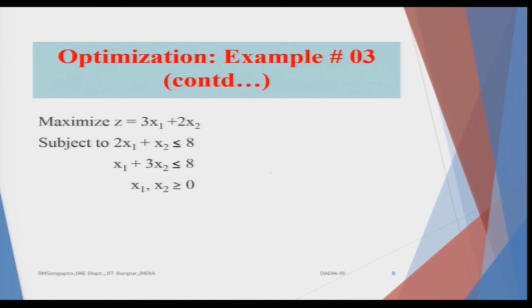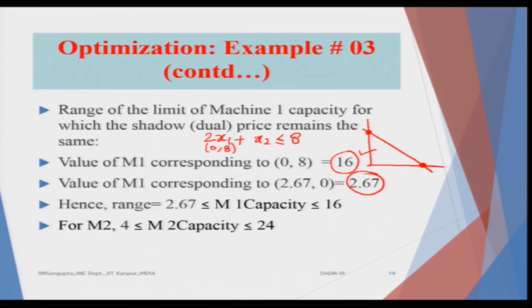Now, when I go to machine number 2, let me bring down machine number 2. So, it is x1 plus 3x2 is less than or equal to 8.